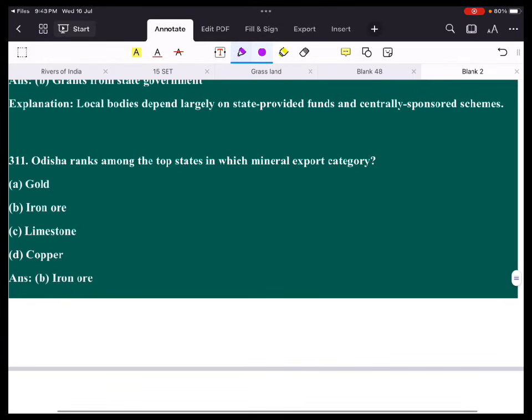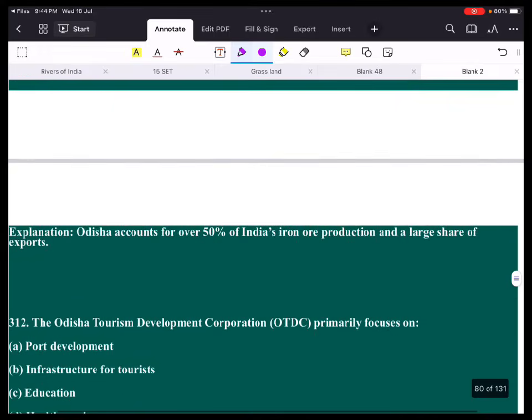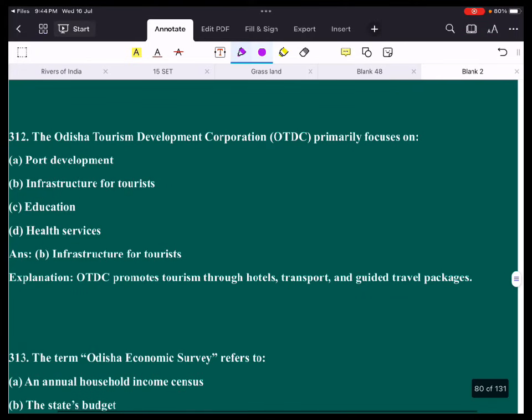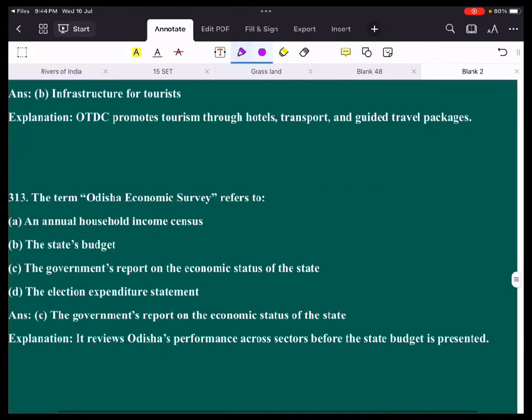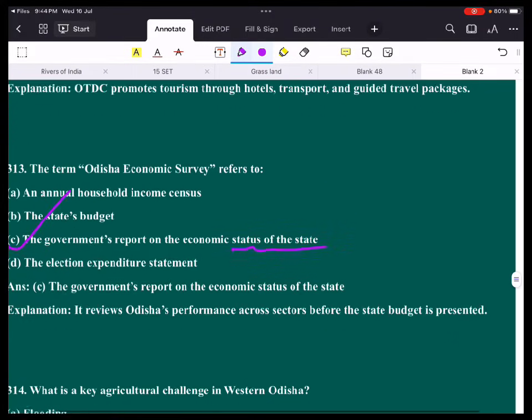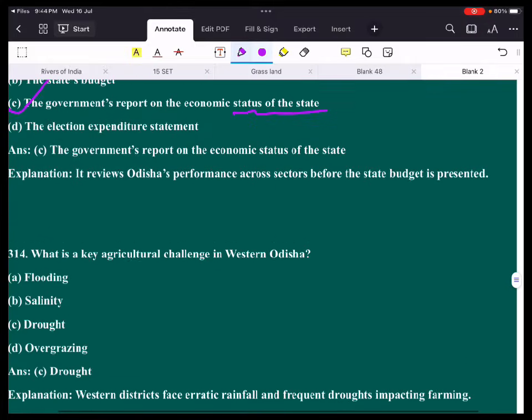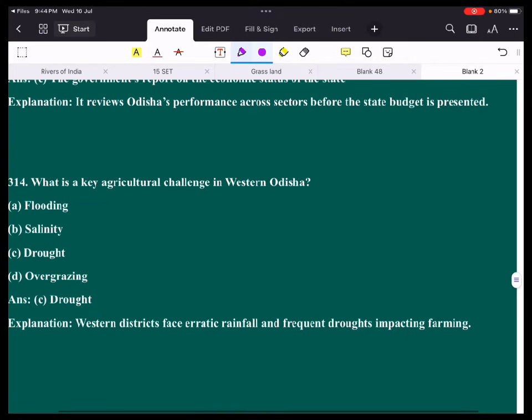Odisha ranks among the top states in which mineral export category? That is iron ore. The Odisha Tourism Development Corporation primarily focuses on infrastructure for tourists, option B. The term Odisha Economic Survey refers to the government's report on the economic status of the state, option C. What is the key agricultural challenge in western Odisha? That is option C, drought.